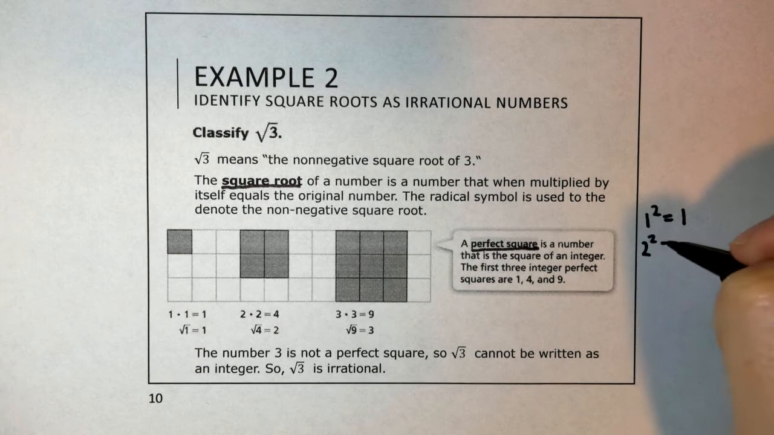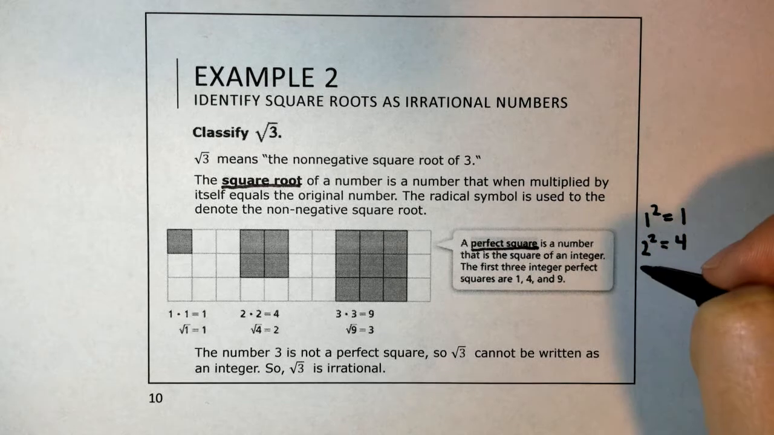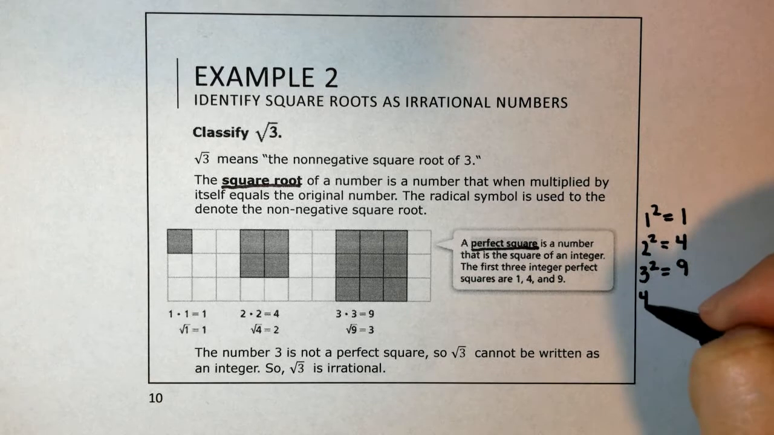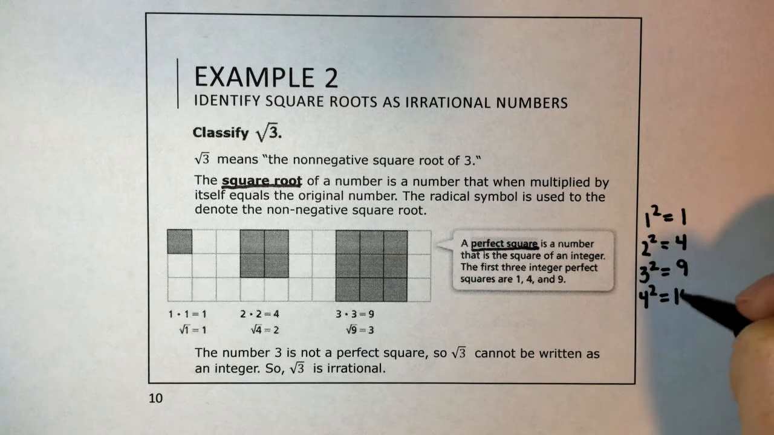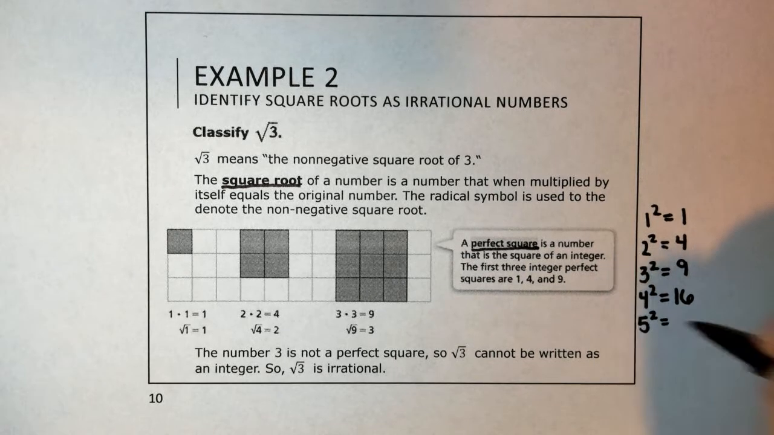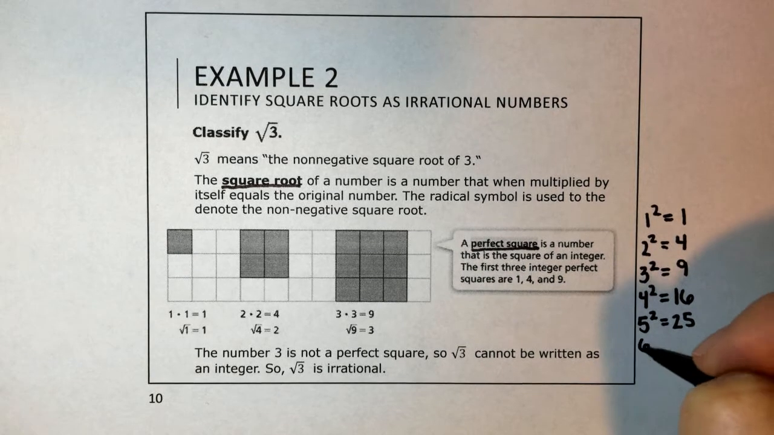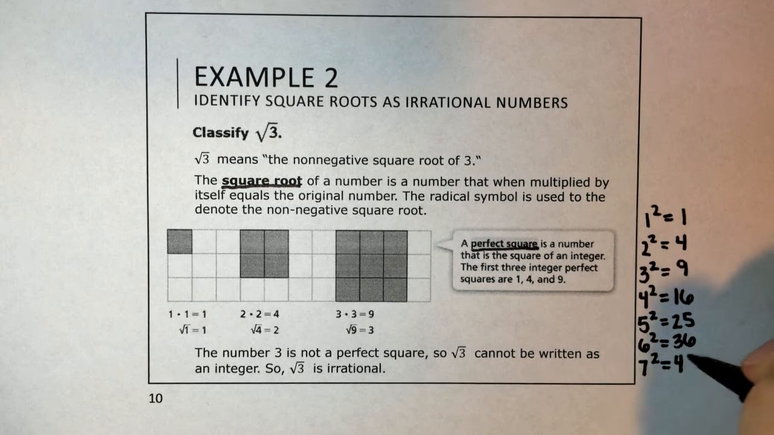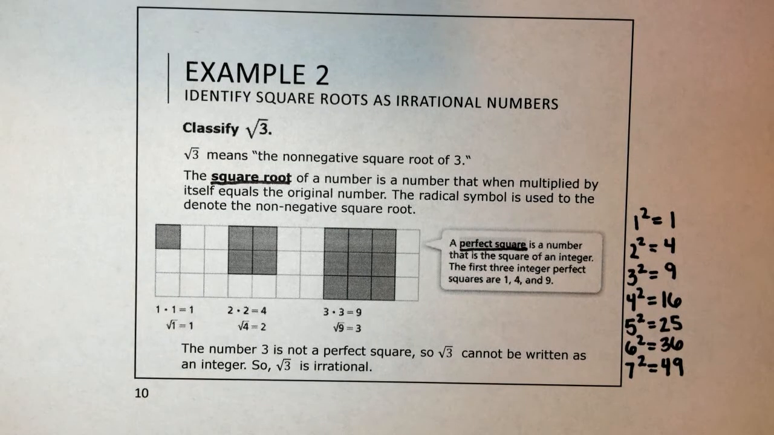2 squared is 2 times 2, which gives me 4. 3 squared is 3 times 3, which gives me 9. 4 squared is 4 times 4, which is 16. 5 squared is 5 times 5, which is 25. 6 squared is 6 times 6, which is 36. 7 squared is 7 times 7, which is 49. And that list continues, but those are some that you should be familiar with. It might be helpful to jot these into your notes so you have them to easily reference. So 1, 4, 9, 16, 25, 36, and 49 are all perfect squares.